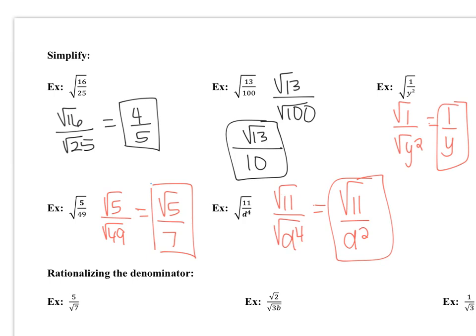And this one we split into the square root of 11 over the square root of d to the 4th. The square root of 11 I don't know, and the square root of d to the 4th is d squared.